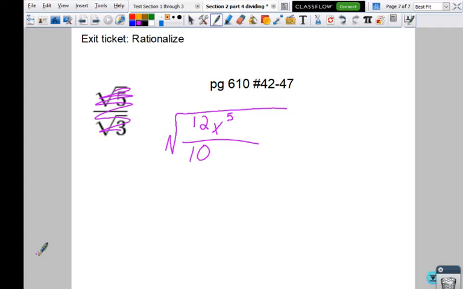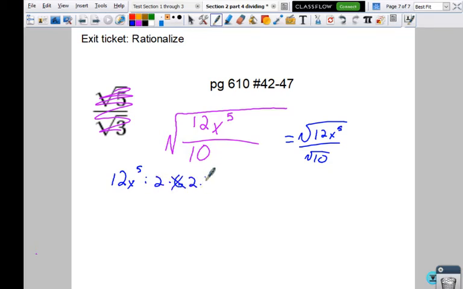Alright, let's go over this one real quick. On this one, step 2 says put the square roots around the top and around the bottom, right? So I'm going to have square root of 12x to the 5th over square root of 10. I am going to start with the top and simplify it. 12x to the 5th: 12 is 2 times 6, but 6 is really 2 times 3.